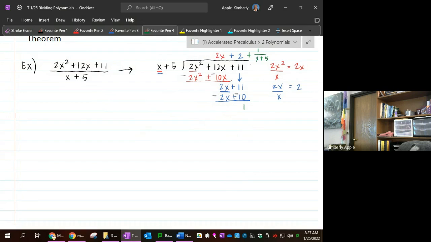2 times all of this gives me this. Subtract again. Here, I know I'm done because there's nothing else to bring down. And x will not go into 1. Right? You're only dividing into the first. Yes, you only divide the first into the first.